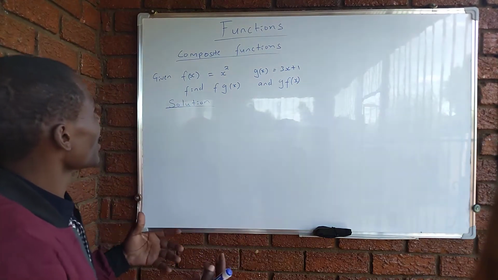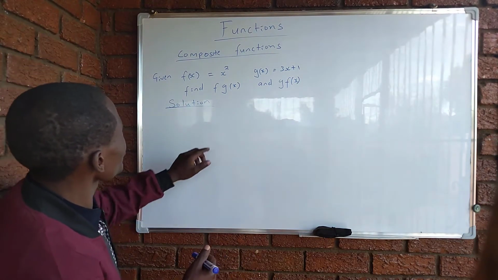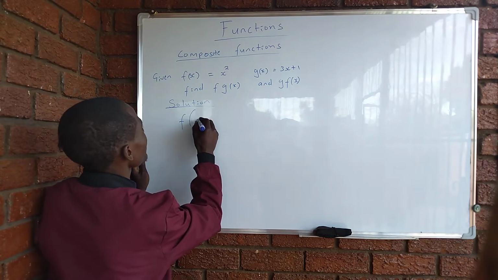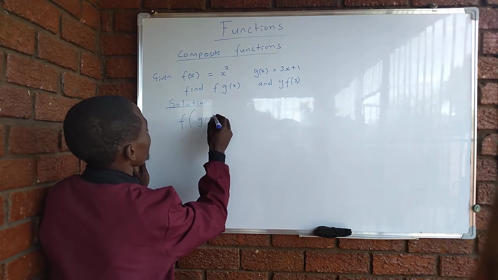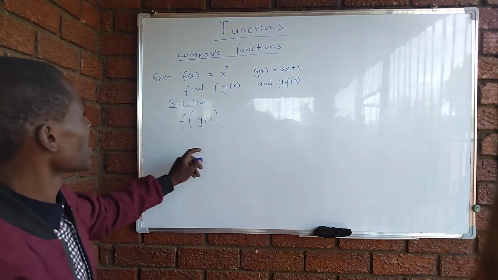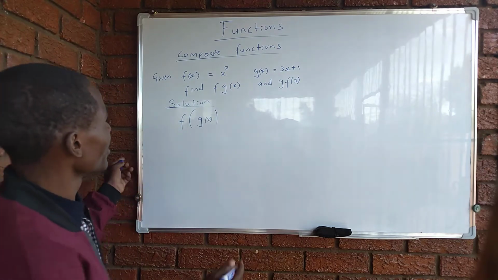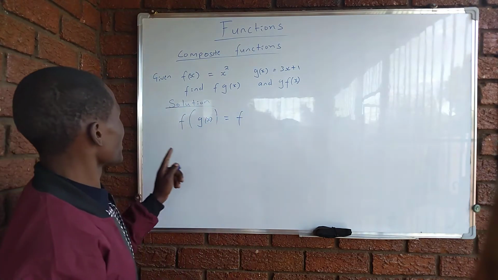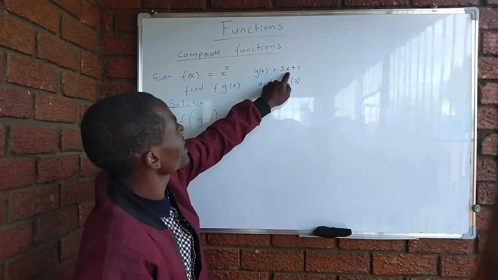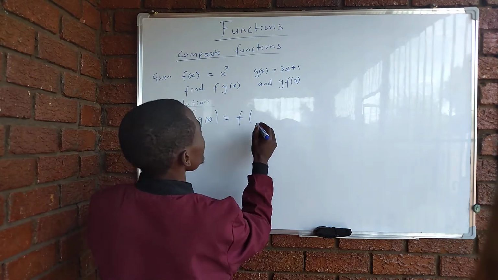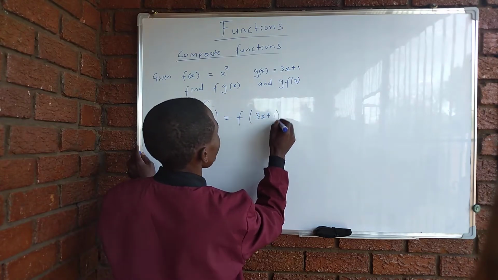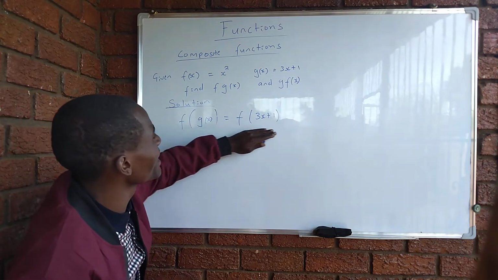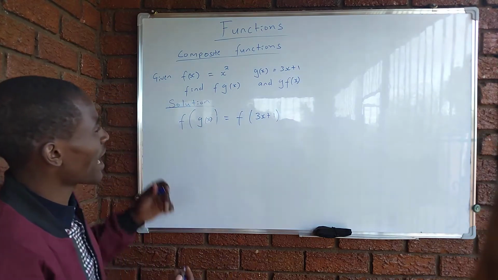So how do you do that, guys? f g of x means I'm finding f open bracket g of x, which is equal to f of... we know g of x. We want to replace g of x. We know g of x to be 3x plus 1. So in the bracket where g of x is, we put 3x plus 1. So now we simplify this. It's like we are given f of 3x plus 1.